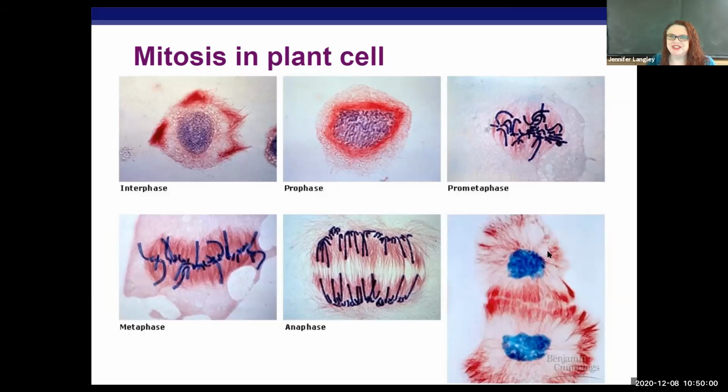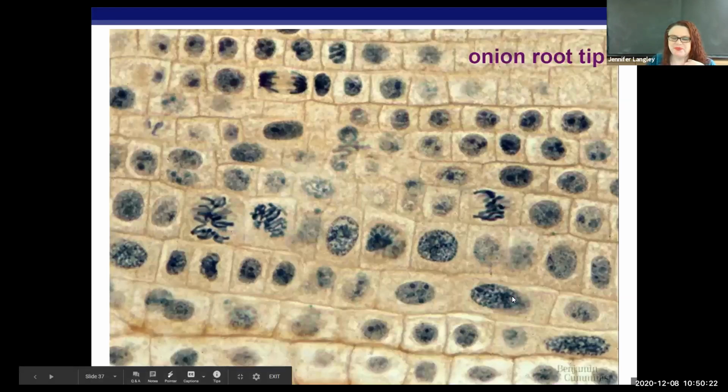In plants, it happens a little differently. We have the same stages and everything, but plants have giant chromosomes. They're huge, really, really big chromosomes. So we can see them very easily. Here's metaphase, and see how they line up in the middle, but they might stick out a little bit. Here we have anaphase. It looks like a monster's mouth. Telophase. And this is the onion root tip.